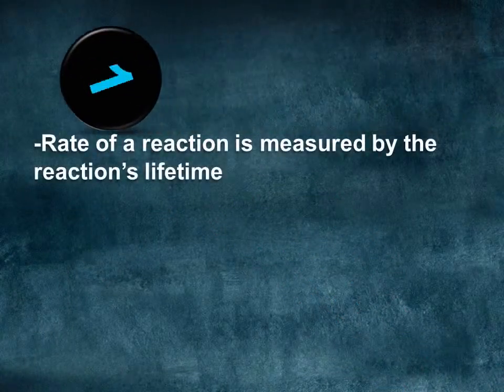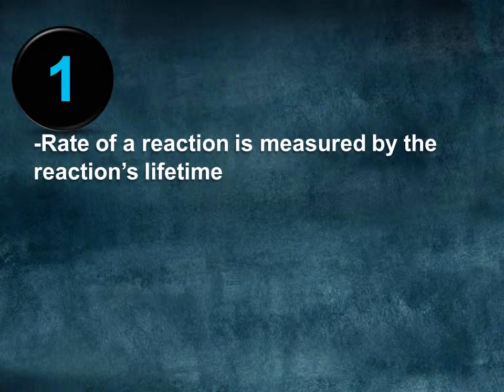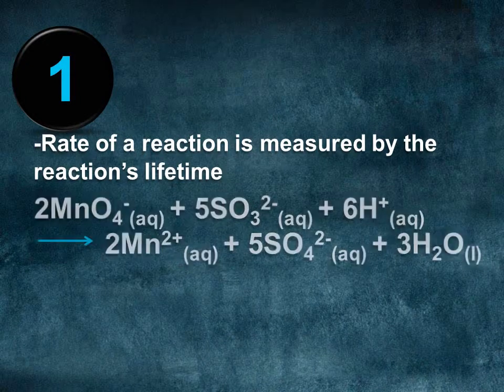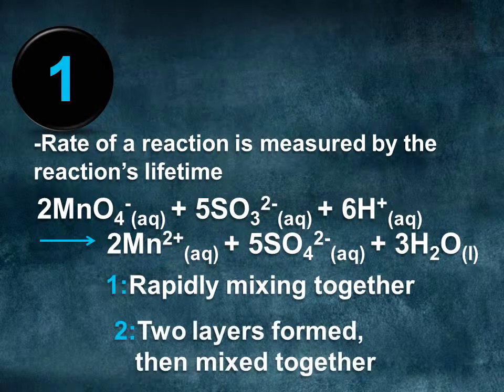The rate of reaction is measured by the reaction's lifetimes, but not all reactions have suitable lifetimes that can be observed. The reduction of purple permanganate ions by sulfide ions was observed by firstly, rapidly mixing the reactants together, and secondly, forming two separate layers of the reactants and then mixing them together.